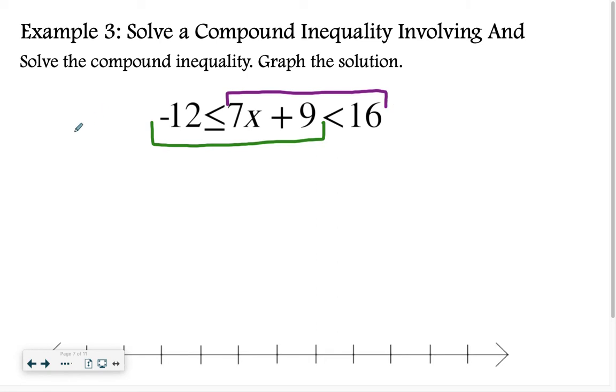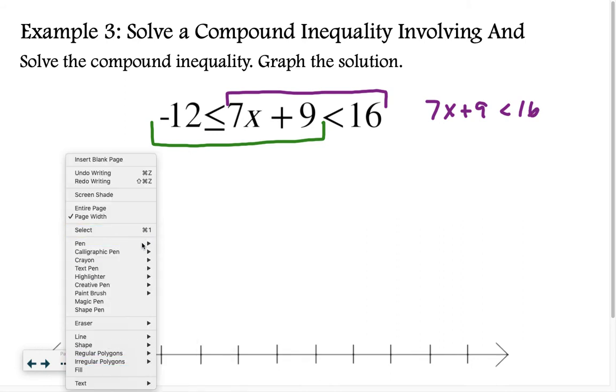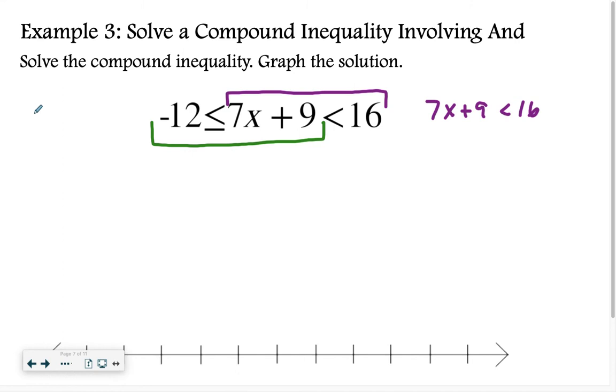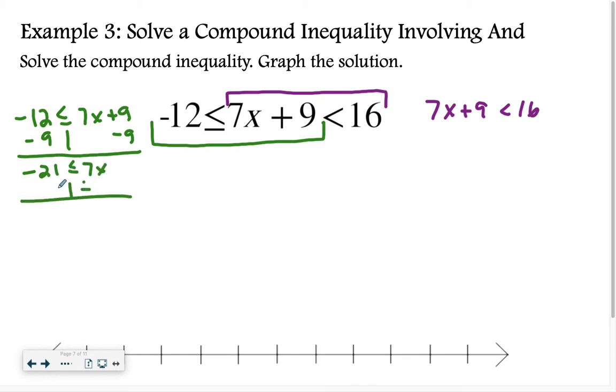So let me show you what I mean. I could split it up to be 7x plus 9 is less than 16. And then I could just do the green separately. So I could say negative 12 is less than or equal to 7x plus 9. And then I can just solve from there. So what I can do is say minus 9, that's negative 21, is less than 7x. Divide both sides by 7, that's negative 3 is less than or equal to x.